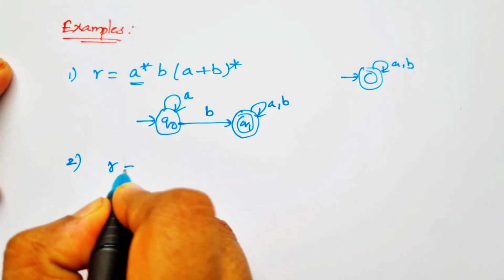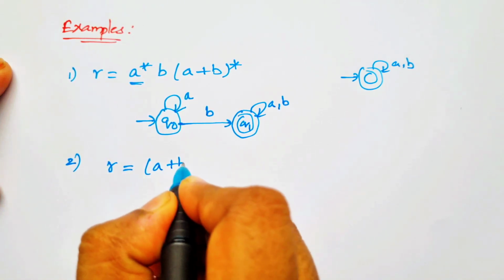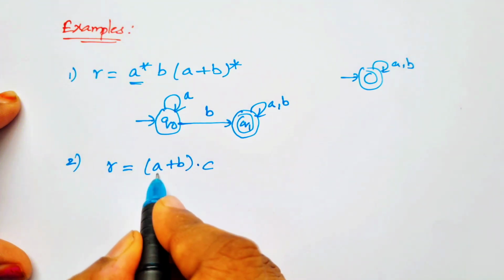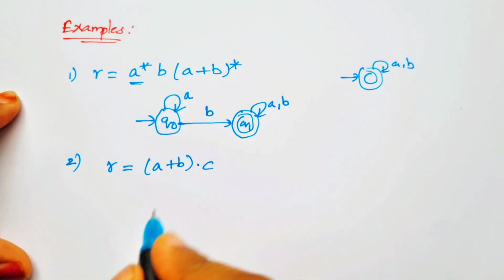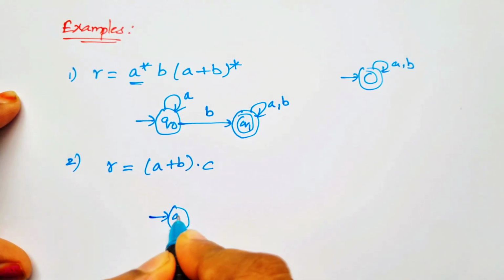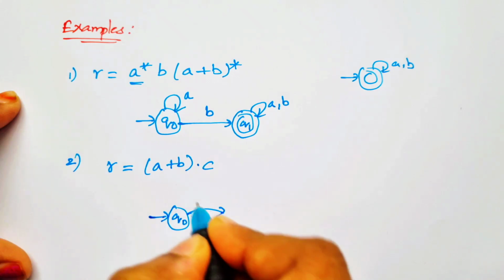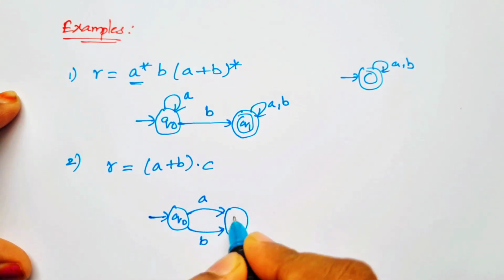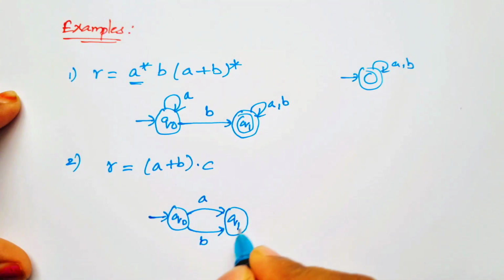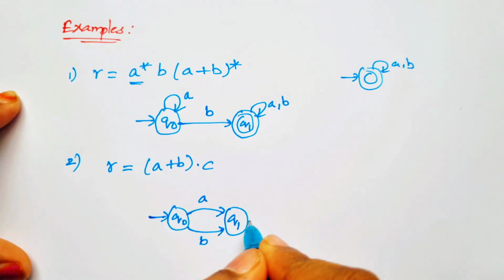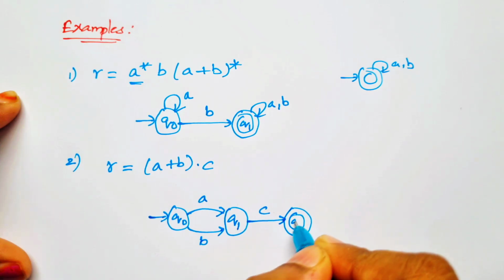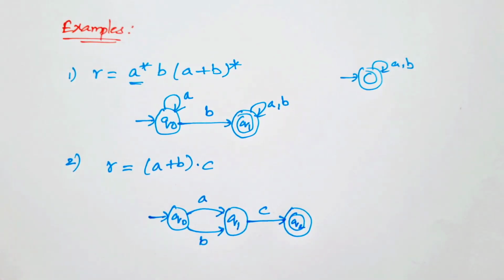Next one, R equal to A plus B dot C. First we shall draw for A plus B. As we know, A plus B is A or B. We are not going to end here. We are having following by C. And then here we will end.